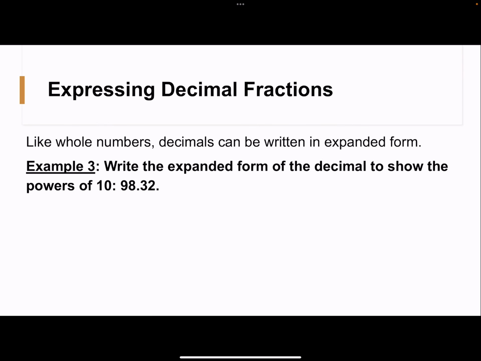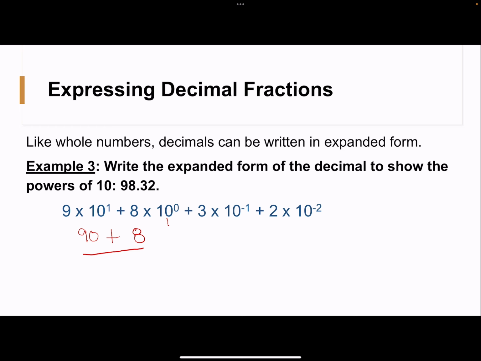Like whole numbers we've previously expressed in expanded form, we can do the same thing with decimals. Example 3 says write the expanded form of the decimal to show powers of 10. So we're going to start with a 9. Okay, 9 times 10 to the first, that's 9 times 10, that's going to give us 90. Plus 8 times 10 to the 0. Remember that 10 to the 0 is the whole number 1, so 8 times 1 is 8, so that gives us our 98.